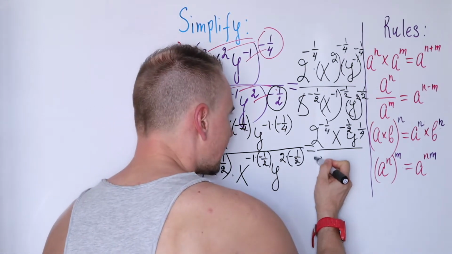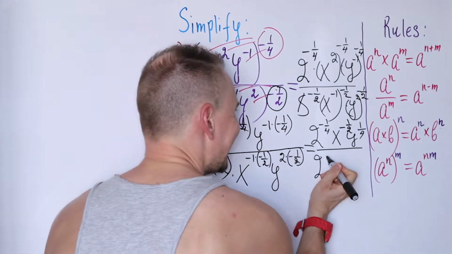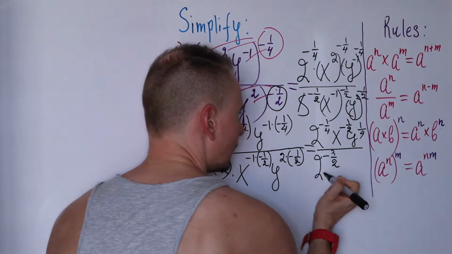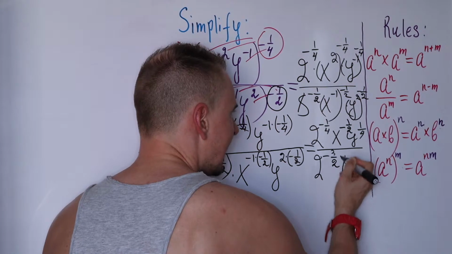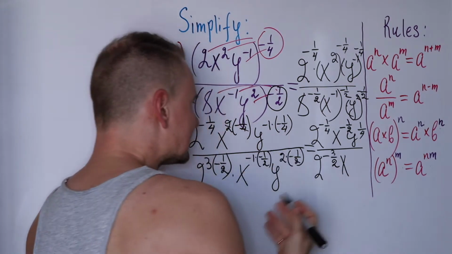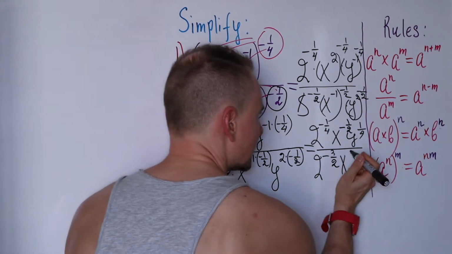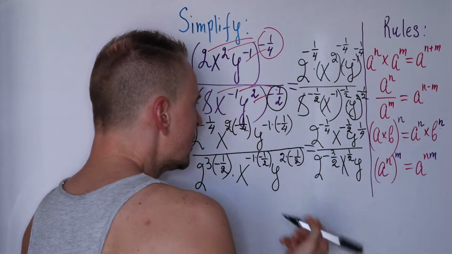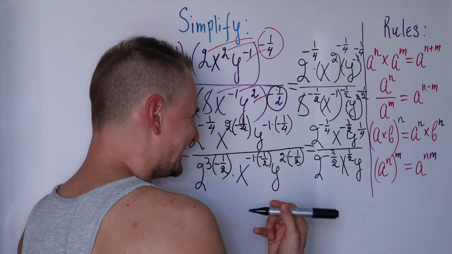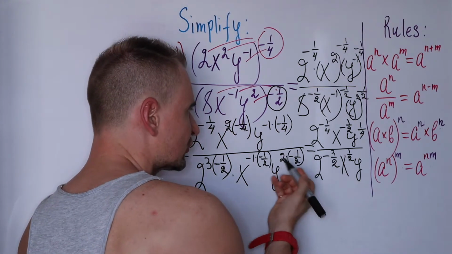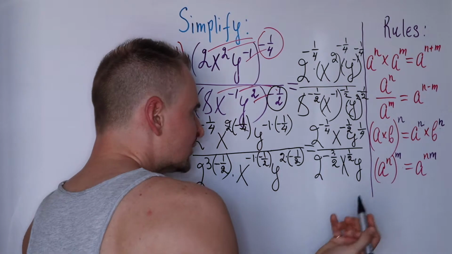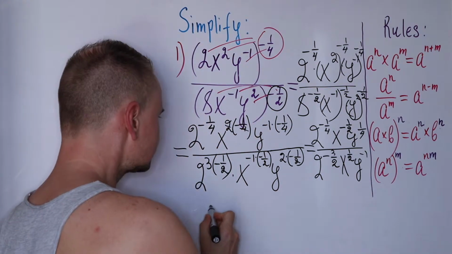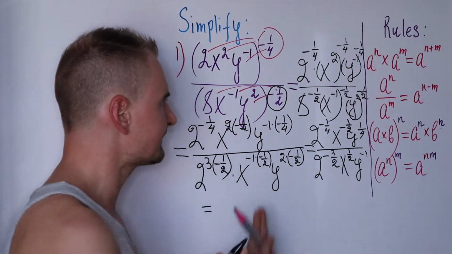Now let's deal with the bottom. So your bottom becomes 2 to the negative, let's pull it out front, 3/2. This is the power for your 2 on the bottom. For x, negative 1 times negative 1/2 gives you just positive 1/2. And finally for y, you would be left with negative 1, since 2 times negative 1/2 gives you just negative 1. Now keep simplifying.